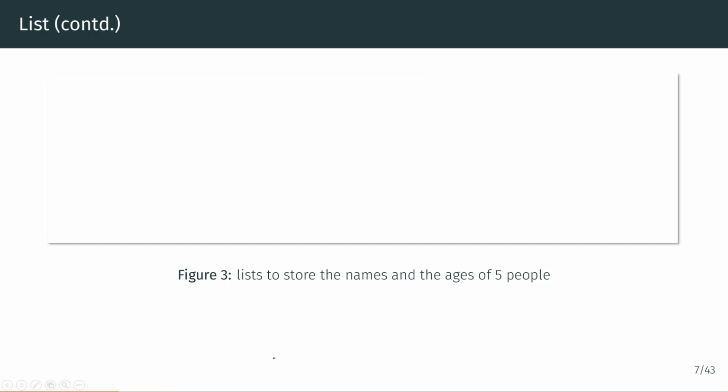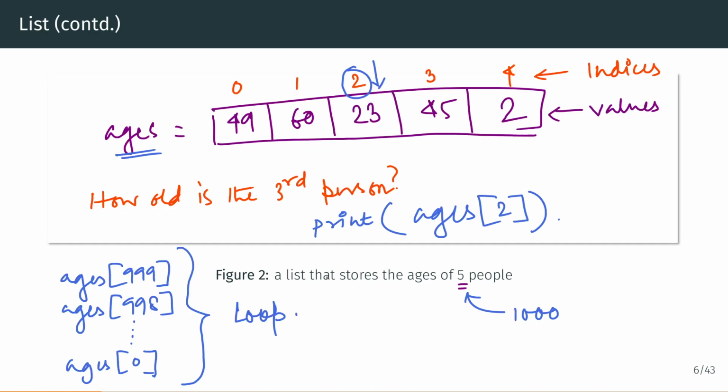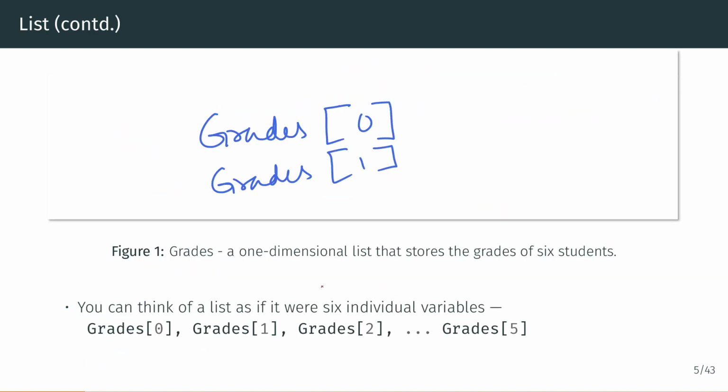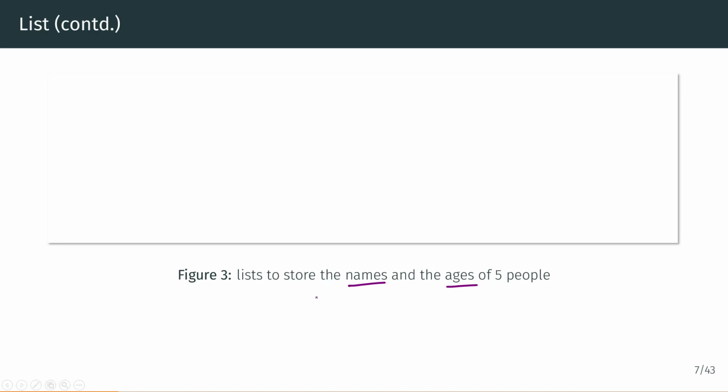So what if we have to store not just the names, but also the ages of 5 people? Or the other way around. What if we have to store not only the ages but also names of 5 people? How can we store the names and ages of 5 people? So previously we have been storing ages, right? We have been storing grades, okay? So how can we store both the names and ages?